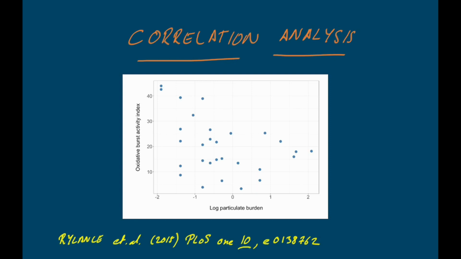I don't think you can look at that and just say, yes, I'm sure there's a correlation there, or no, I'm pretty sure there's no relationship there between the amount of particulates in the air and this particular aspect of the immune response. We need to be able to quantify how strong the relationship is between the two variables, and then we need to be able to ask how likely we would be to see that kind of relationship were there no actual relationship in real life. So first of all we need to quantify how strong the relationship between oxidative burst activity and the particulate burden is.